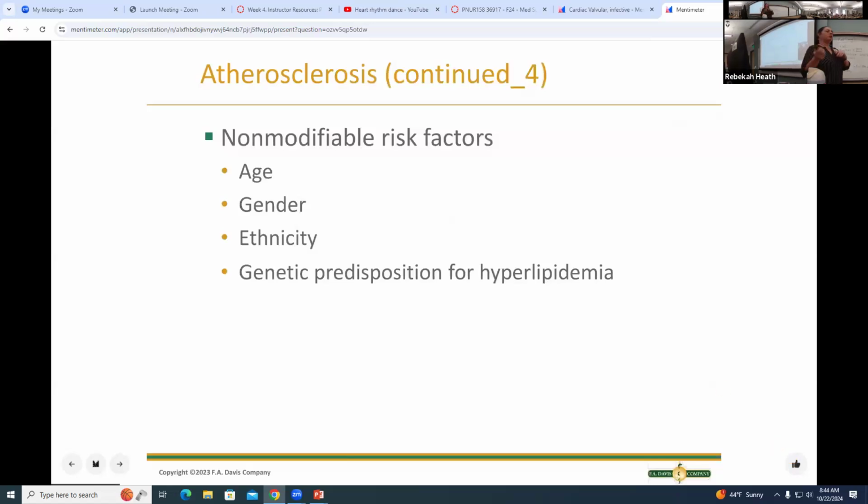So non-modifiable risk factors. This is really similar to hypertension, right? How old you are, your gender. Which gender has a higher risk of atherosclerosis and arterial sclerosis? Men, yep. Ethnicity. What ethnicities have a higher risk of this? African American, Hispanic, what else? Those are the two main ones for the US. And you can also have genetic predispositions. If you have a family history of high cholesterol or hyperlipidemia, you might have a genetic component that puts you more at risk for it. You can't modify that.